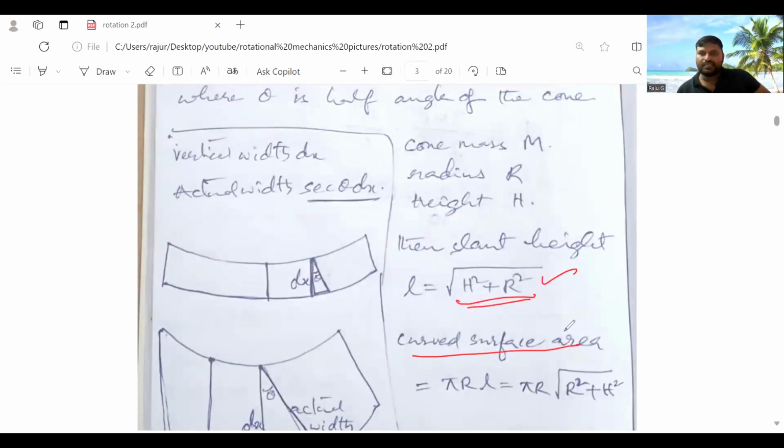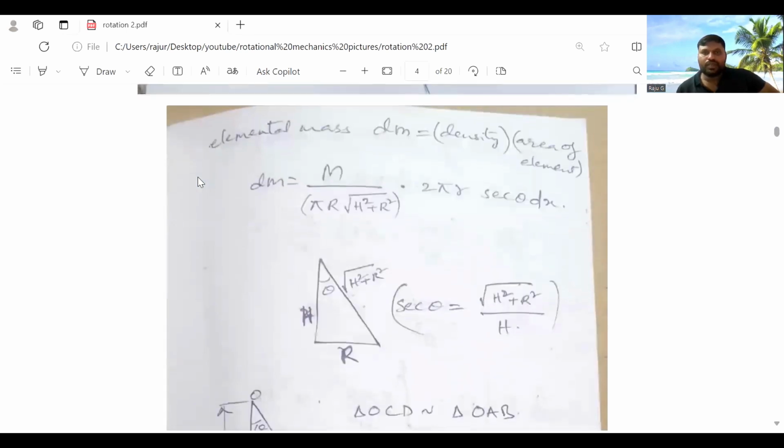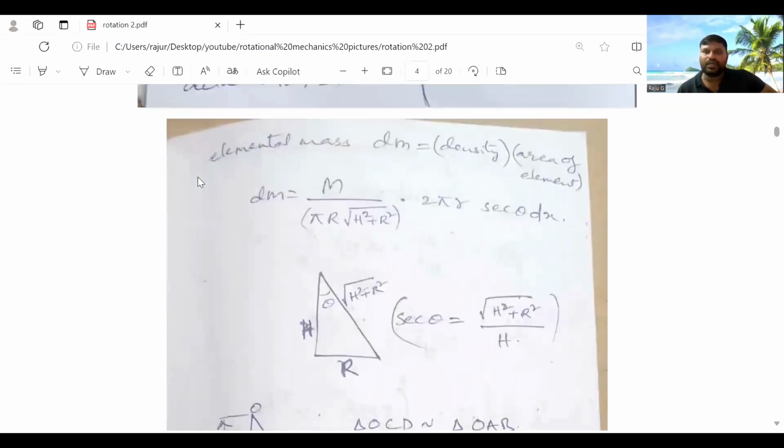So the curved surface area is equal to pi r l. We know that the curved surface area of the cone is pi r l, where l is root over r square plus h square. Now we will find the element mass. So the element mass dm is equal to density into area of the element. So what is the density? Density is mass divided by its area. The area is pi r l, and l is nothing but root over h square plus r square. Therefore, pi r root over h square plus r square is the area of the cone.